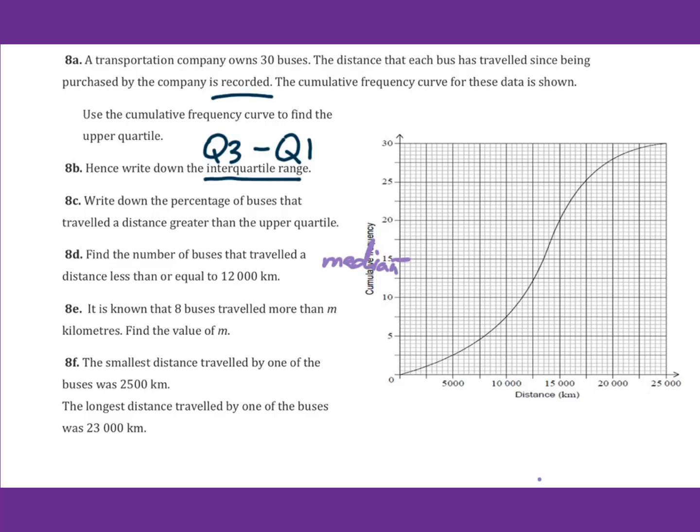Then half. From 0 to 15 is 7.5. It's here. Then from 15 to 30, you will get the 22.5. Then we will draw this line, horizontal line, cross this point. Then going down.